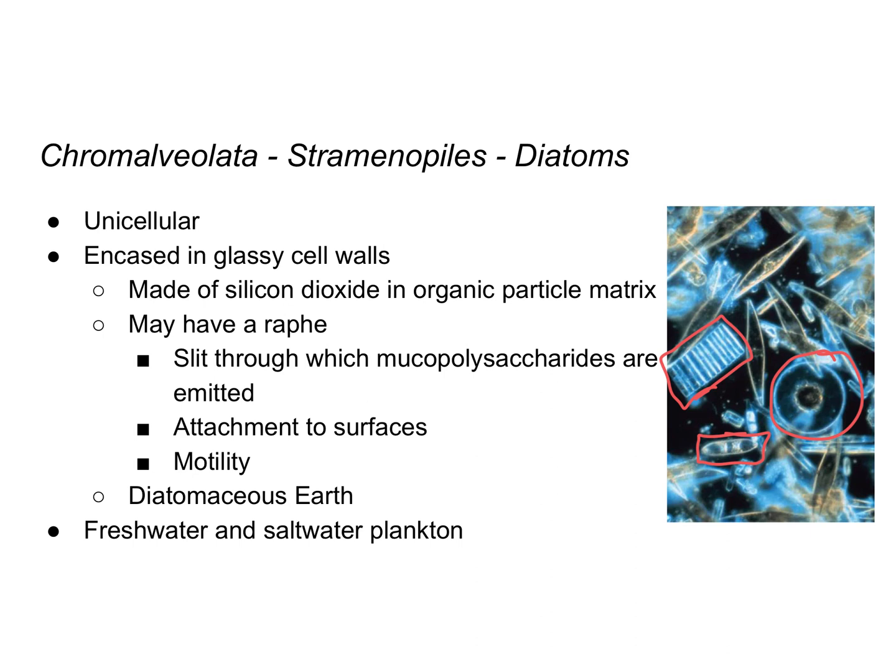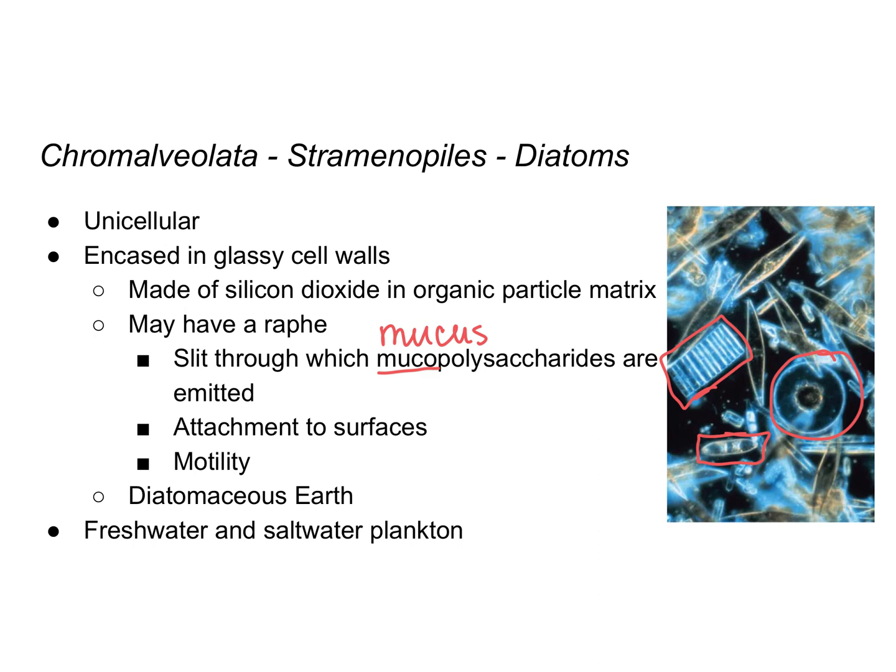Diatoms may also have a raphe, which is a slit through which mucopolysaccharides are emitted. If we look at muco, we can determine that this has to do with kind of a mucus-like substance. These mucopolysaccharides help the diatom attach to surfaces and move around.